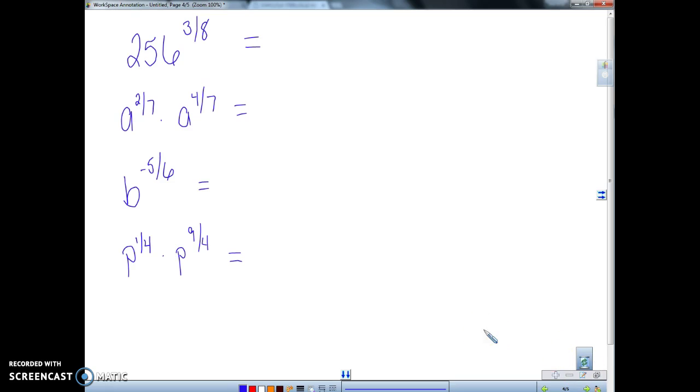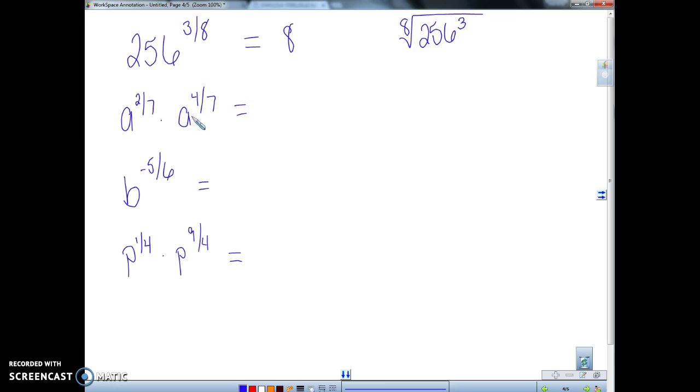The next one, 256 to the 3/8. So let's just type that one in our calculator. 256 raised to the 3/8 power. You should get 8. You can also rewrite that one if we wanted to as the 8th root of 256 to the 3rd power.